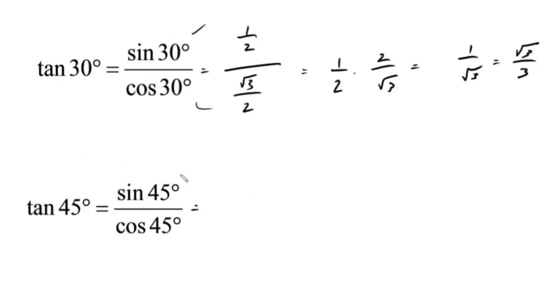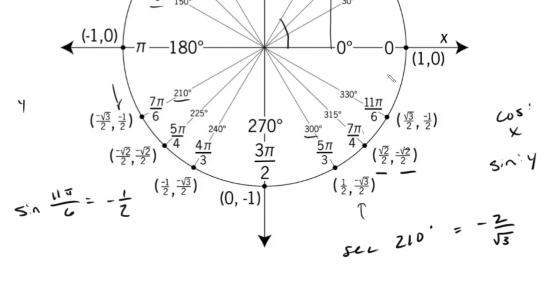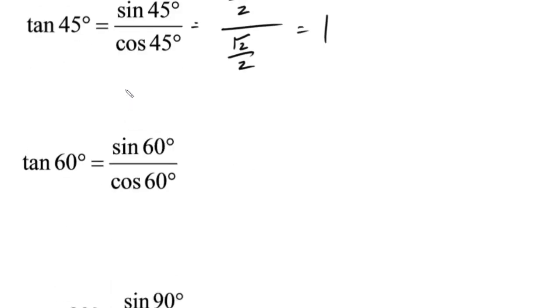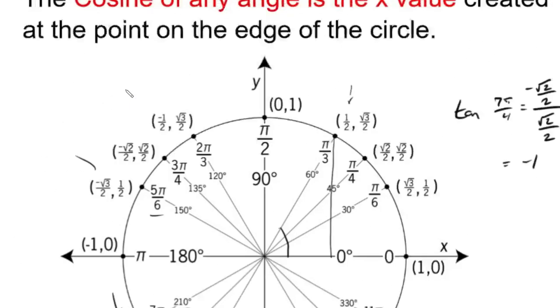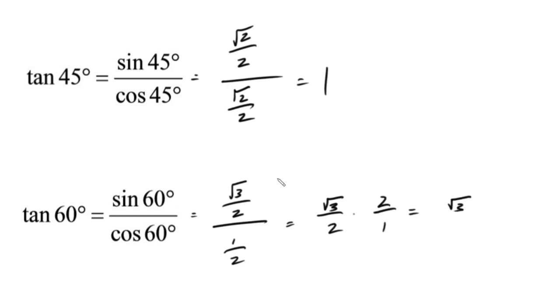So, tangent of 45 degrees. Well, that's sine of 45, which is the y at 45. So the y at 45 is square root of 2 over 2. And the x is also square root of 2 over 2. So we've got square root of 2 over 2 and square root of 2 over 2, which is 1. Then tangent of 60 degrees is going to be the sine of 60 over the cosine, so this over this. So square root of 3 over 2 over 1 over 2. Multiply by the reciprocal, and you get square root of 3, another common angle.